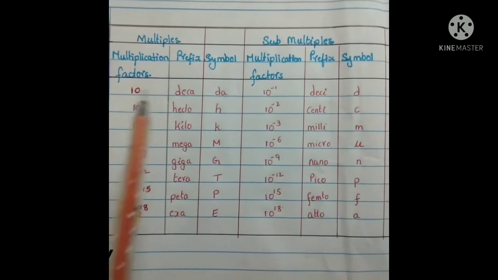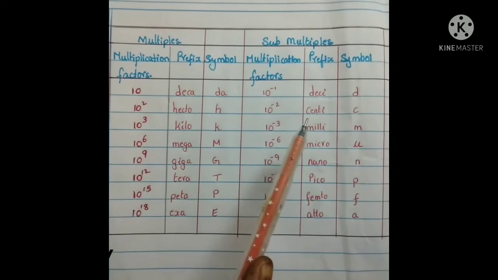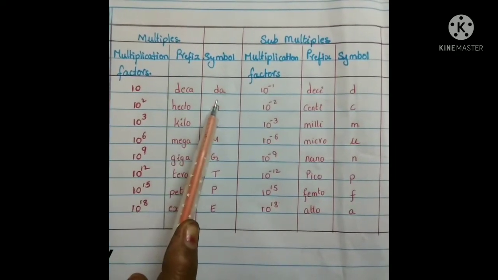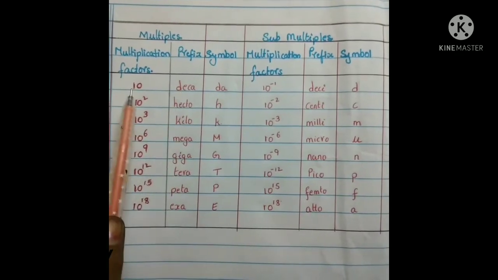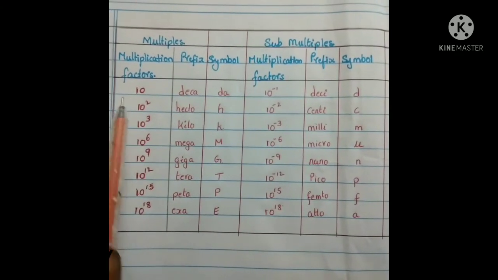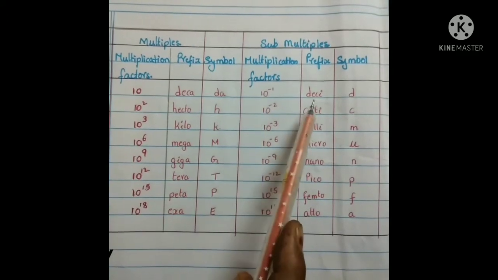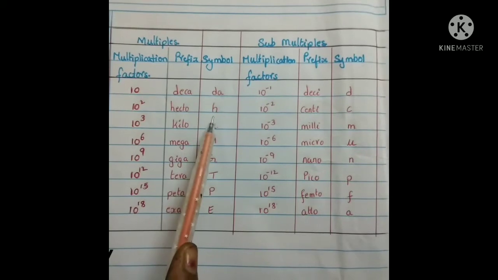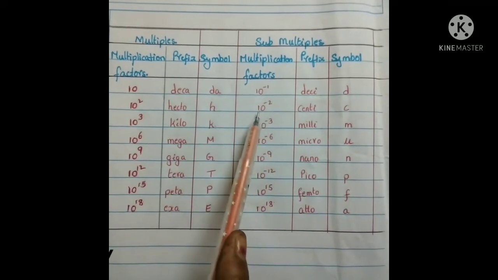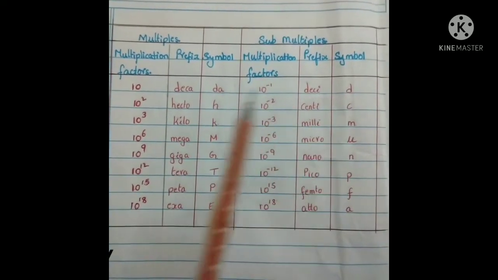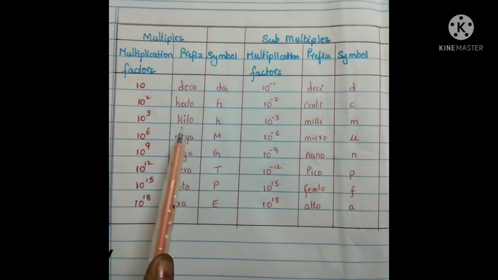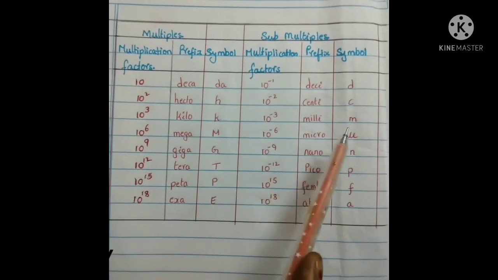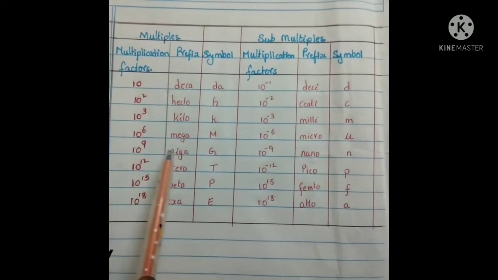Here is a table where we have multiples and submultiples. 10 deca, the symbol is dA. This is the prefix deca, and the multiplication factor is 10. 10 power minus 1, deci, symbol is d. 10 power 2, hecto, symbol is h. 10 power minus 2, centi, symbol is c. 10 power 3 is considered as kilo, k. 10 power minus 3, it is milli, m. 10 power 6, mega, capital M.